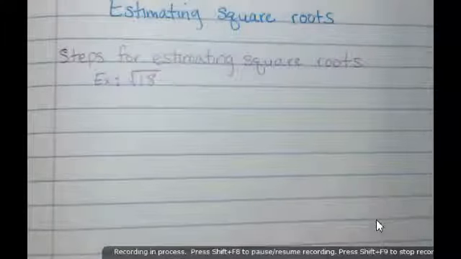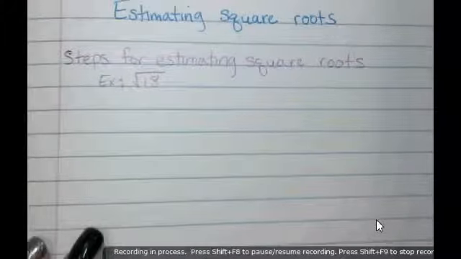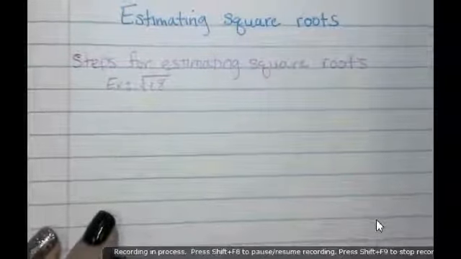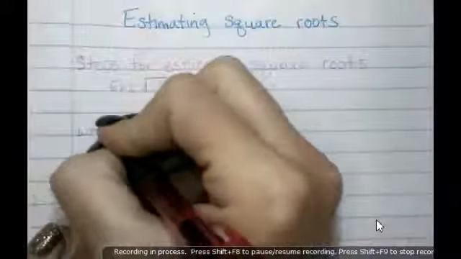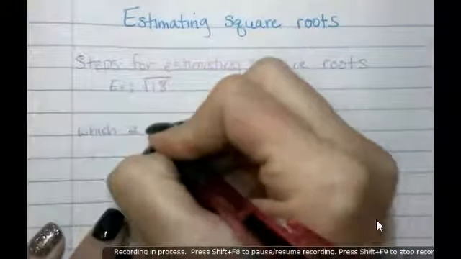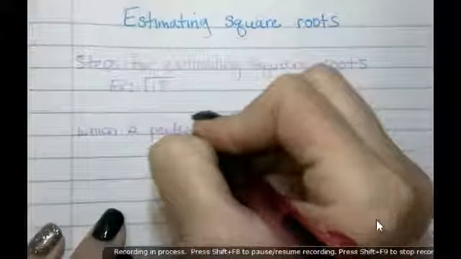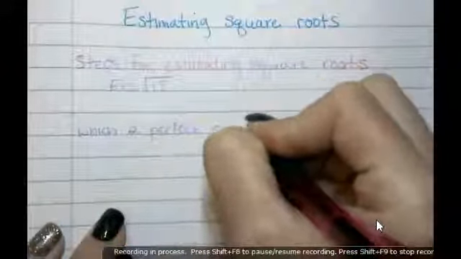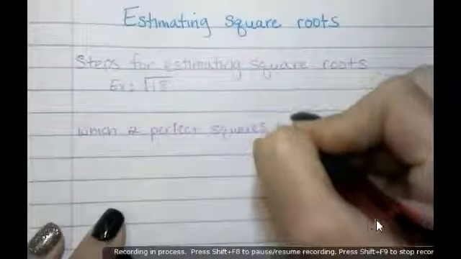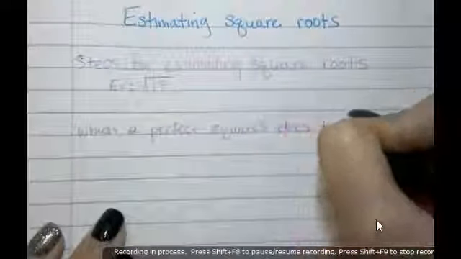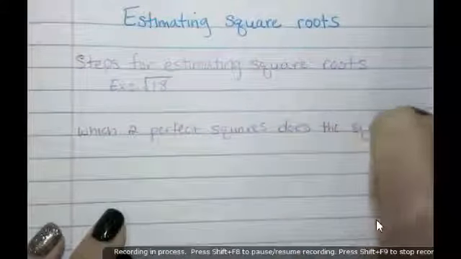The first thing we have to do is determine which two perfect squares the square root falls between.